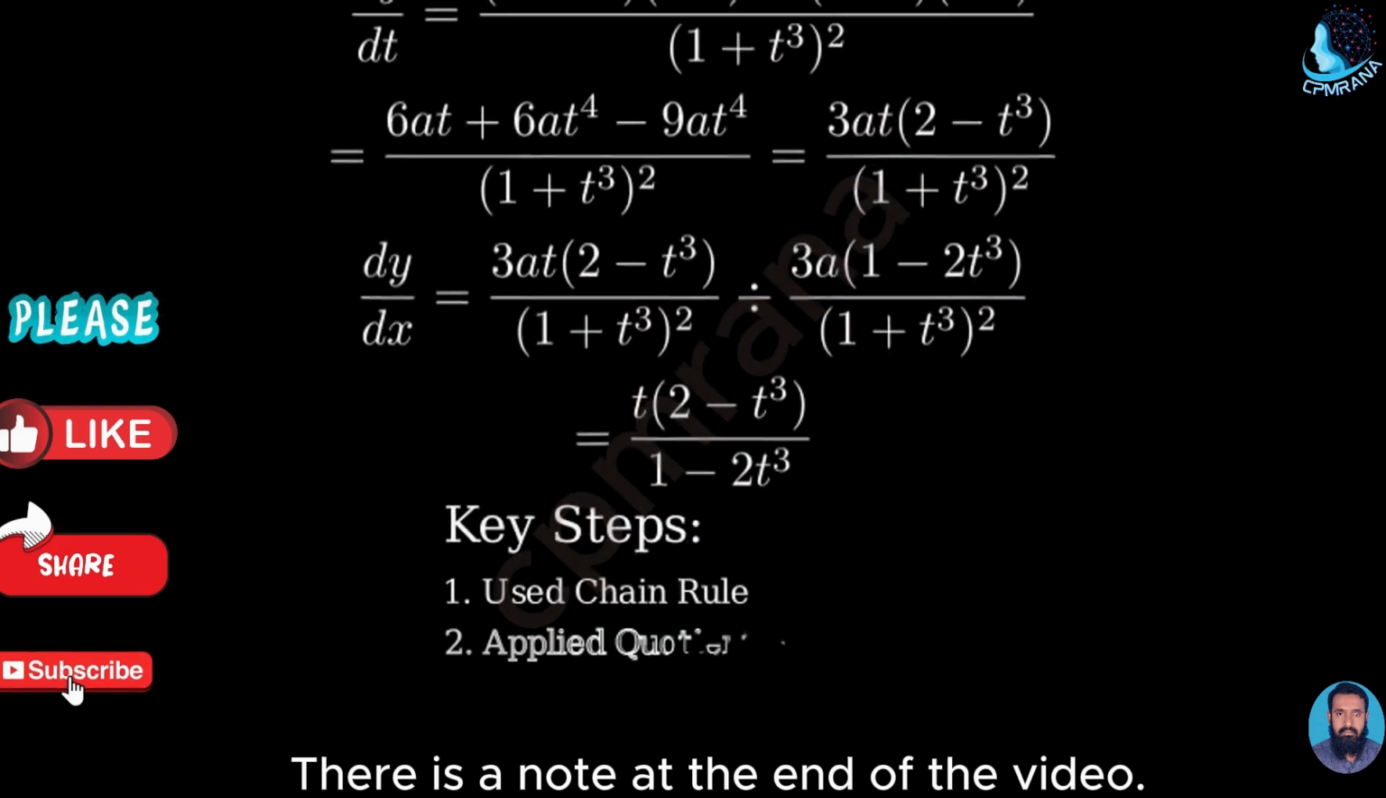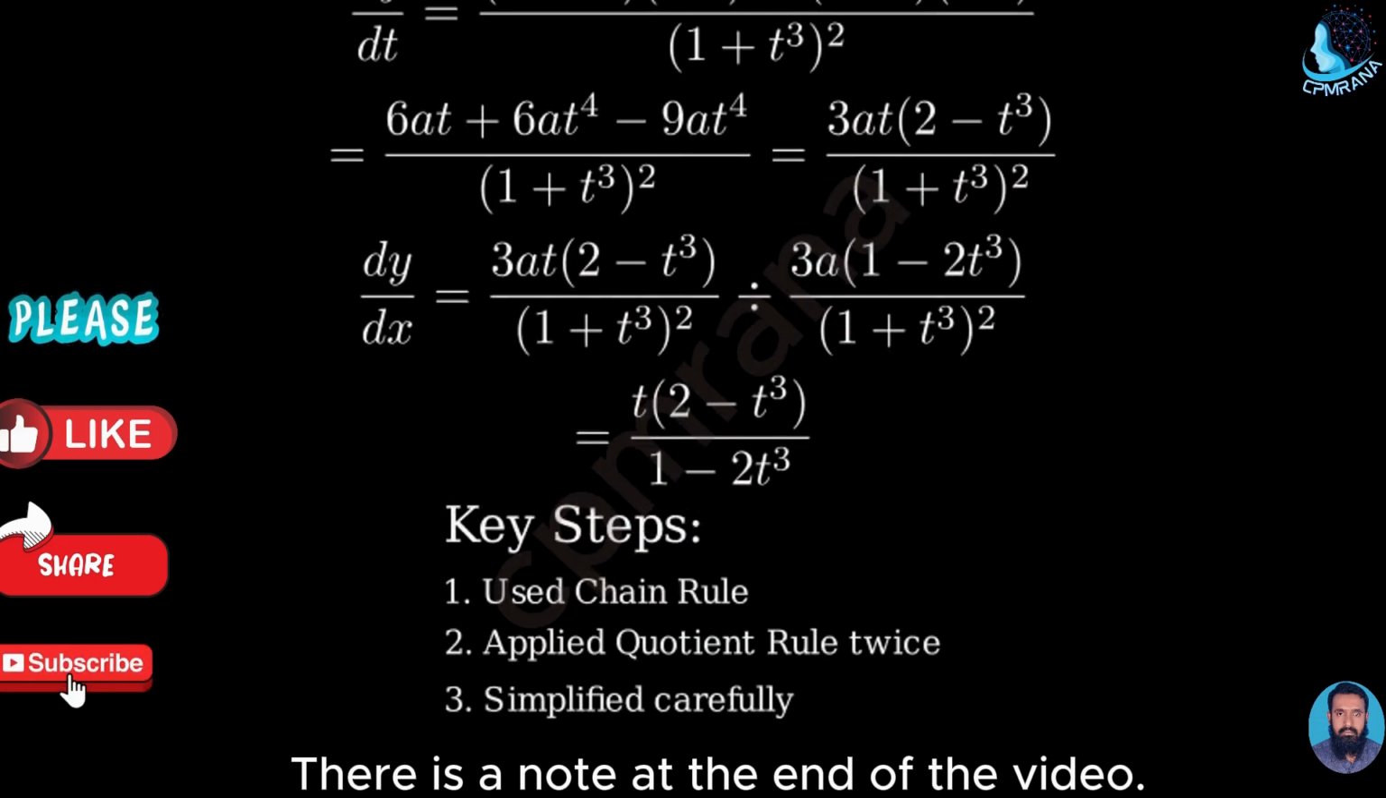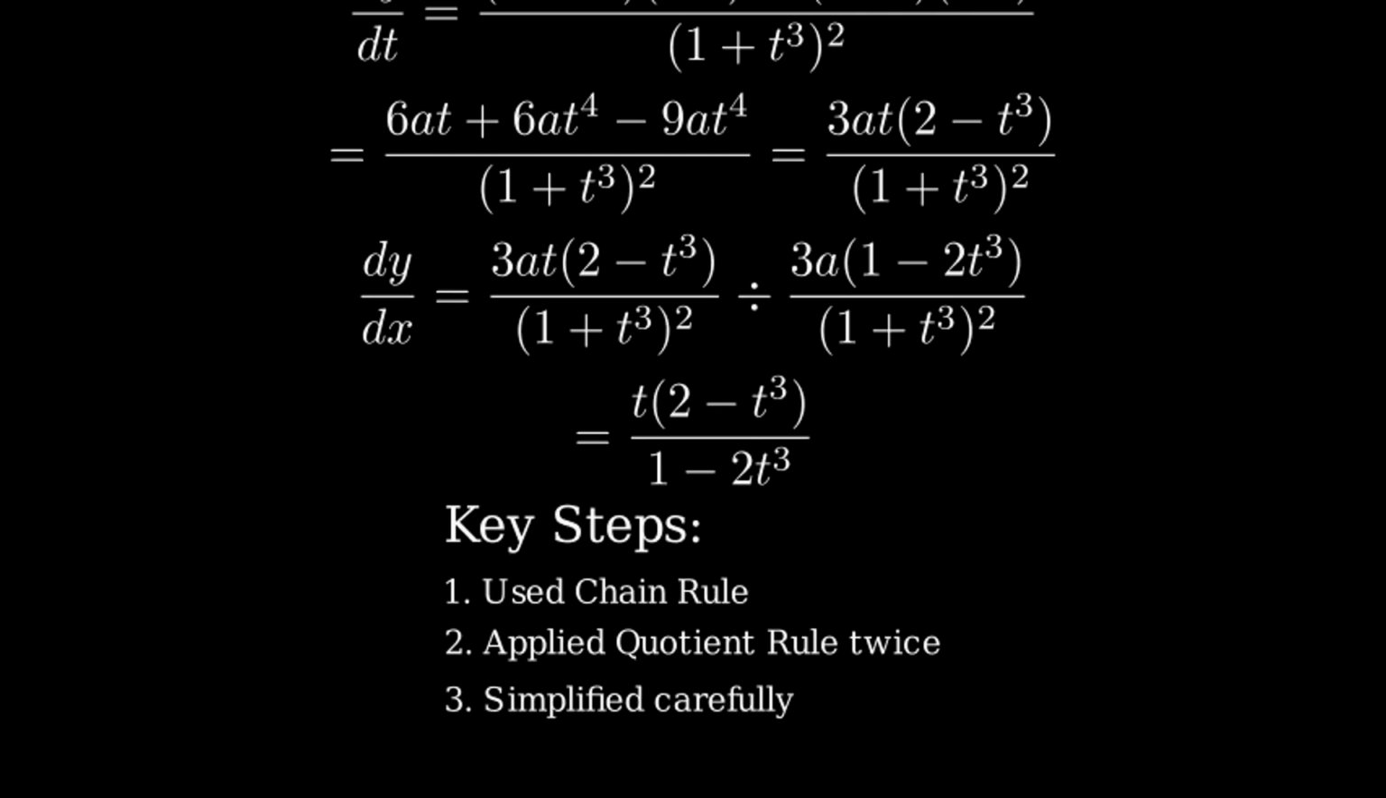And there we have it. We've found dy/dx through a careful application of the chain rule and quotient rule. Notice how all our terms canceled out in the final answer.